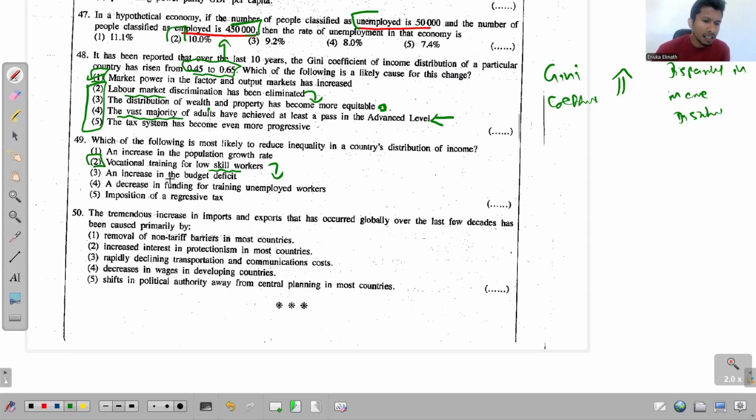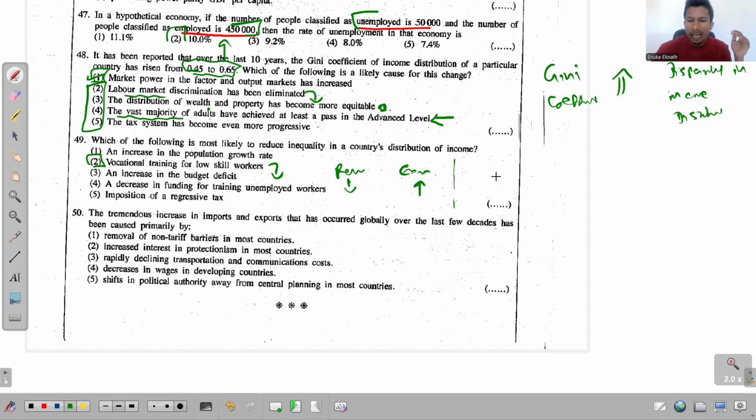The third one says an increase in the budget deficit. We have seen what happened to Sri Lanka when the budget deficit increased. In previous years we had a huge budget deficit. Then what happened? Government revenue was very low. Government expenditure was very high. And as a result, see what has happened right now in the country. The government has imposed taxes for all the possible goods, for all the possible services, for all the possible people.